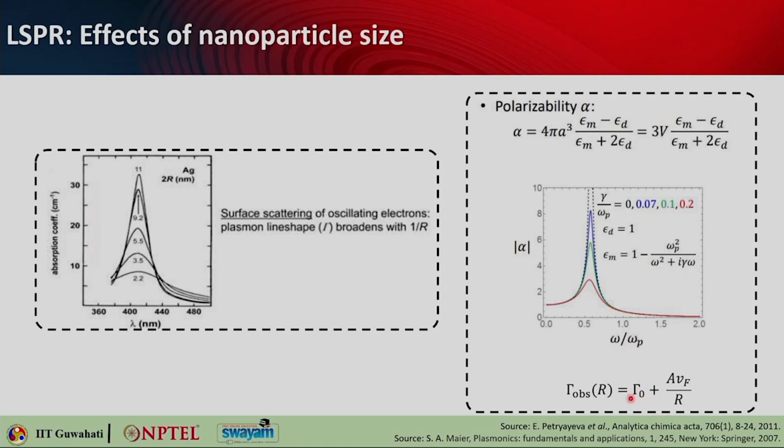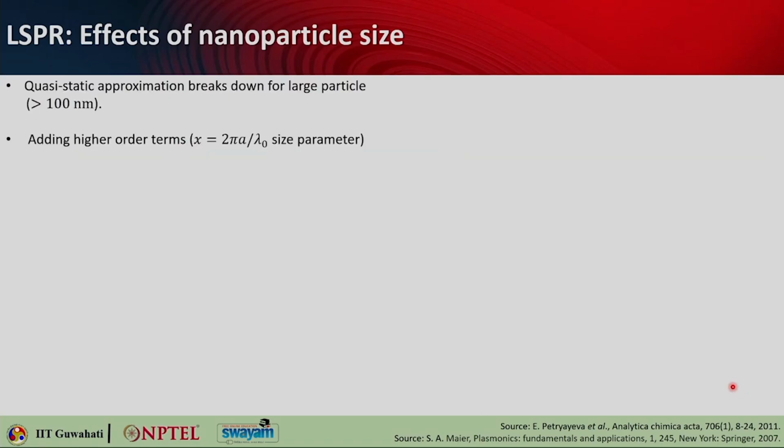Small gamma is this capital gamma naught, they are the same thing. A Vf over R, A is a constant, usually taken as 1, Vf is the Fermi velocity of electrons and R is the radius of that nanoparticle. Now, on the other side, when the particles are too small compared to the mean free path of the electrons, you get additional scattering loss, there will be broadening in the spectra and the resonance becomes weaker.